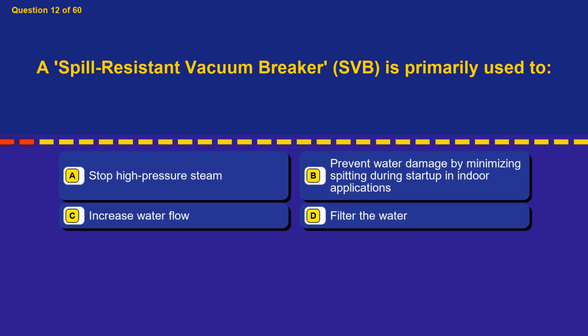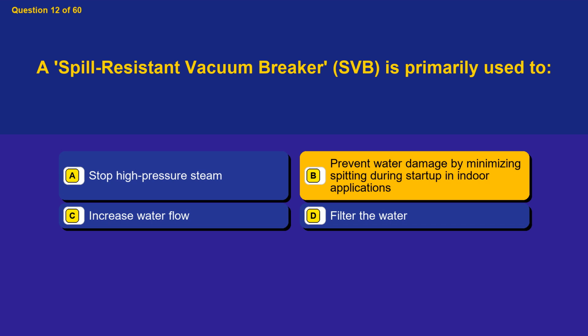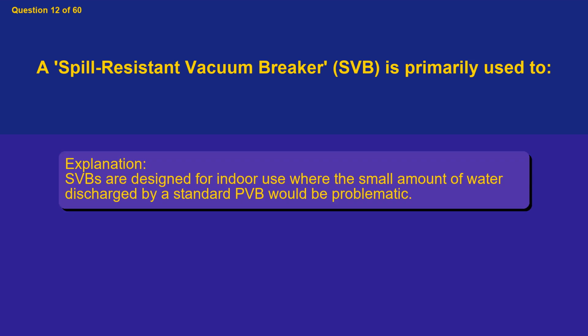Question 12. A spill-resistant vacuum breaker, SVB, is primarily used to: Option A, stop high-pressure steam. Option B, prevent water damage by minimizing spitting during startup and indoor applications. Option C, increase water flow. Option D, filter the water. The correct answer is option B, prevent water damage by minimizing spitting during startup and indoor applications. SVBs are designed for indoor use where the small amount of water discharged by a standard PVB would be problematic.